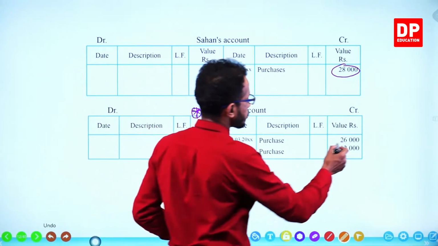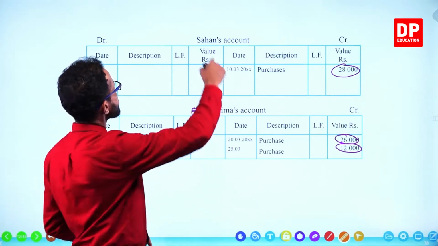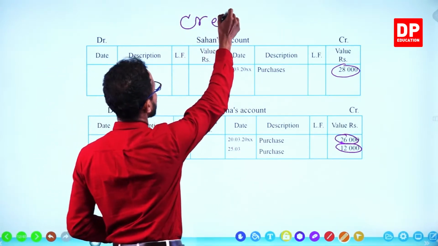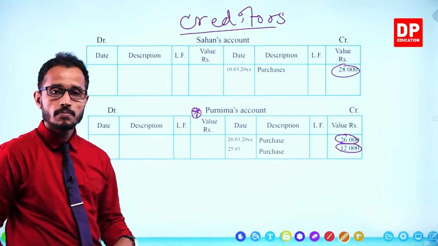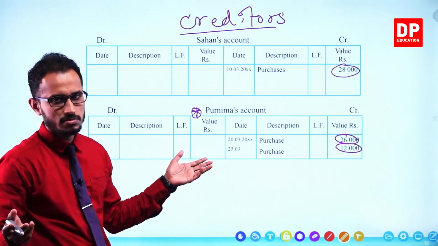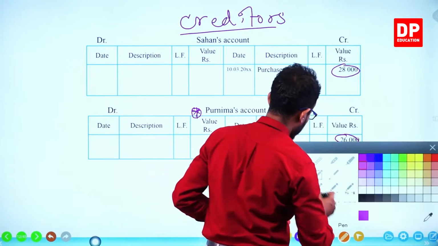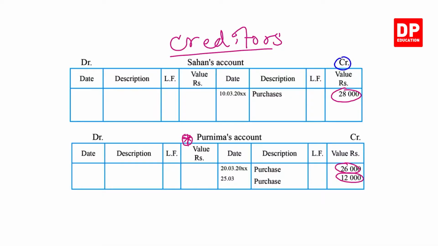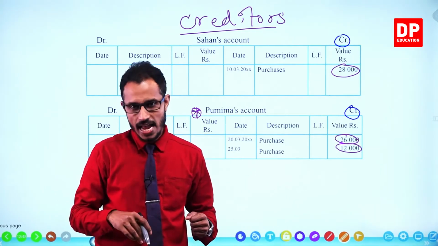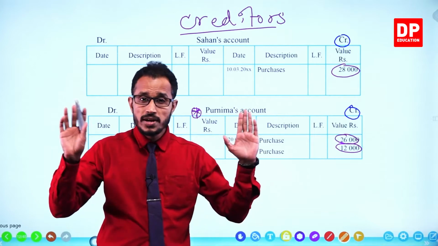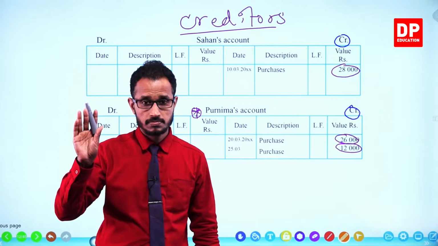So, these are creditors, children. You know that. These are creditors. That's why their individual amounts are on the credit side. But in the next journal that we are going to study, no creditors are involved. No creditors. Okay?